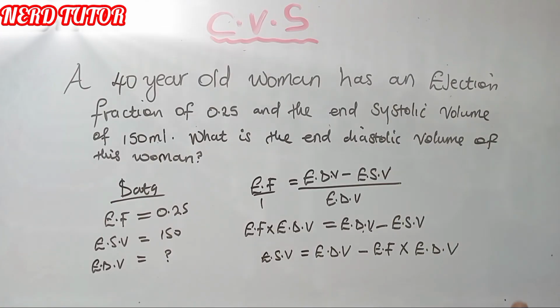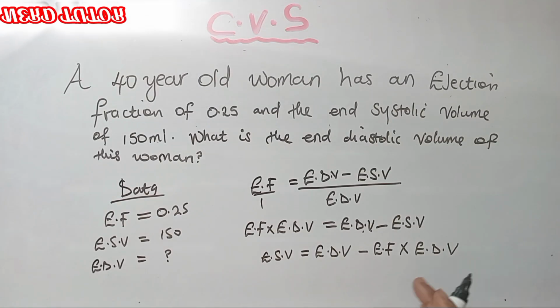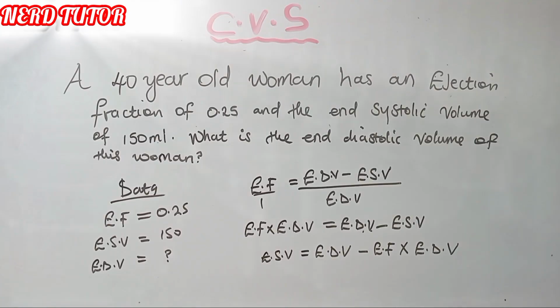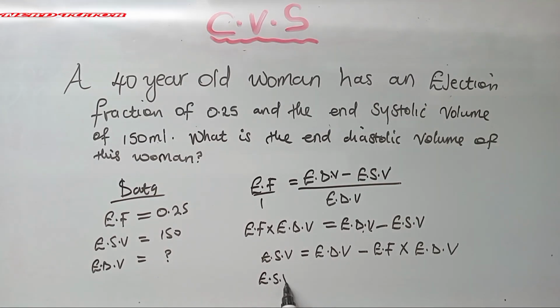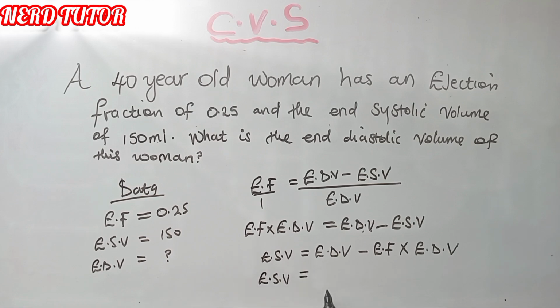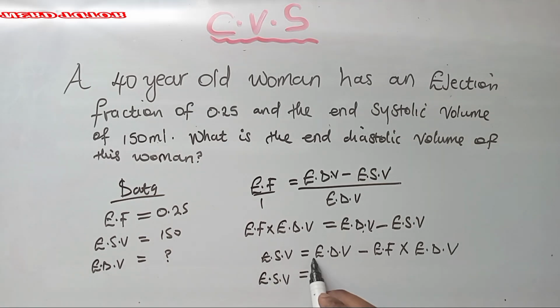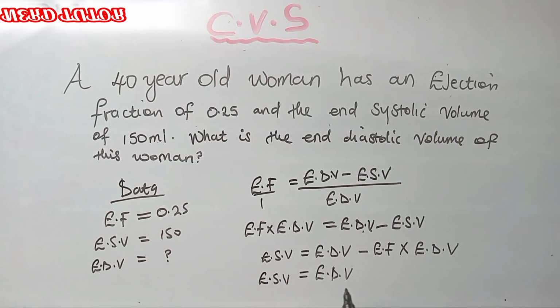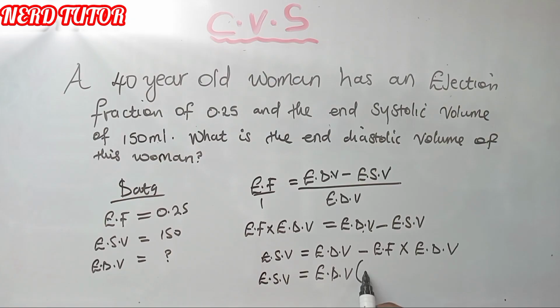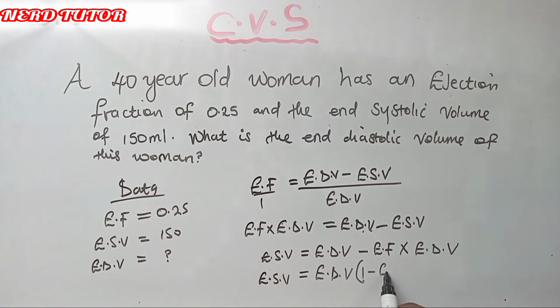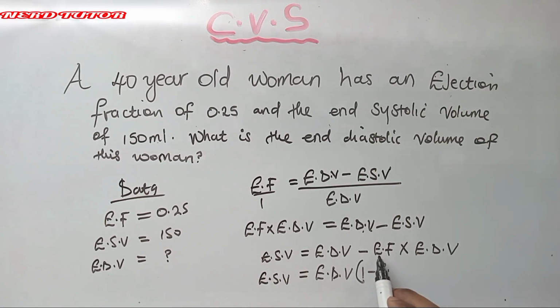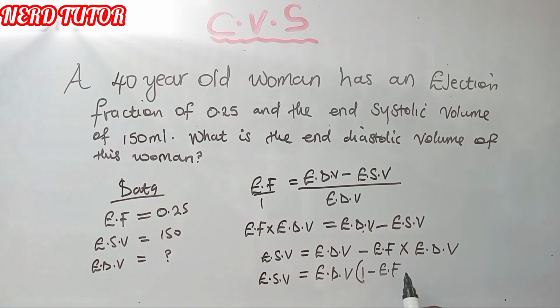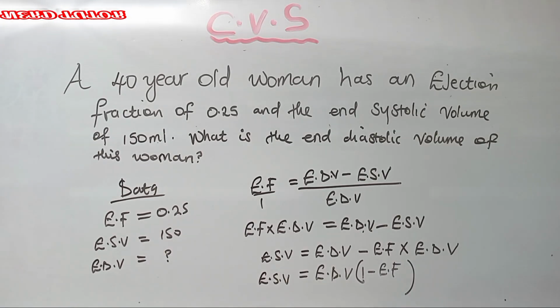So what we're going to do here is, the simplest way of solving this is to factor out the end diastolic volume, which is common. So what we are going to say is the end systolic volume, this side, being equal to, if we factor out the end diastolic volume, since it is common, we're going to have the end diastolic volume, open bracket, 1 minus the ejection fraction. Okay, so this is now what we're having here.